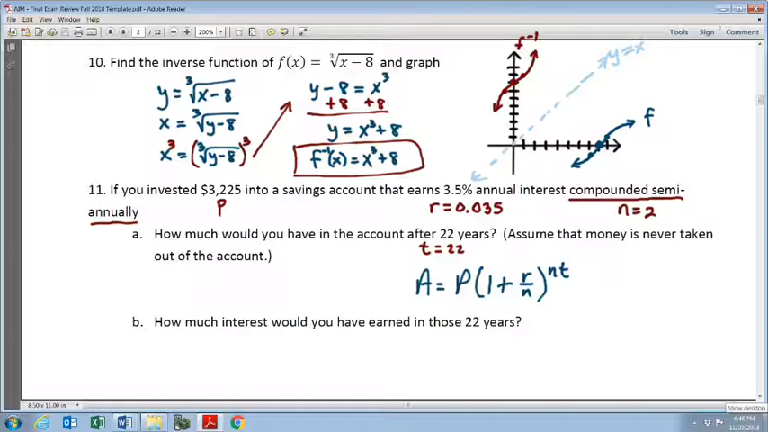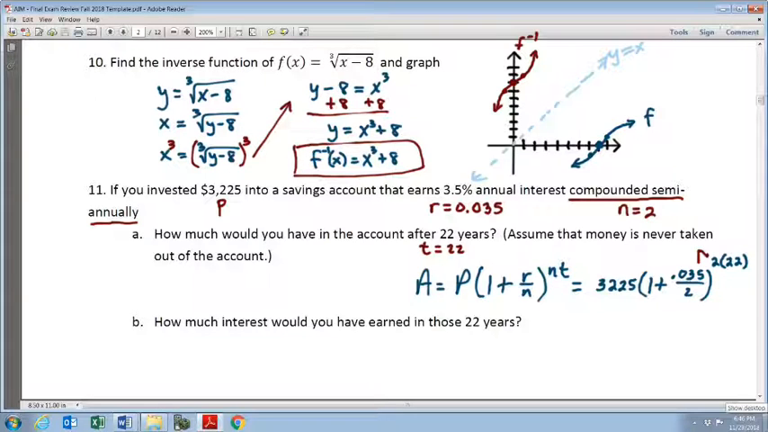A is for amount. So let's plug in our numbers here. P is 3,225, R is 0.035, and N is 2. And that'll be 2 times 22 on the outside there. Now, really, when you put this into your calculator, you should be putting it in pretty much like it looks. 3,225, parenthesis, 1 plus 0.035 divided by 2, close parenthesis.